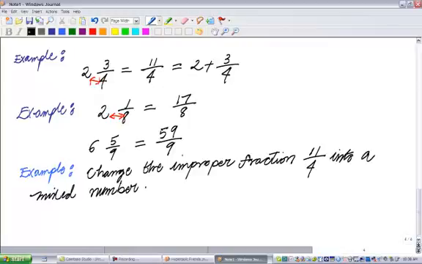Okay? Remember, what is an improper fraction? What's the meaning of improper fraction? What is the meaning of proper fraction and improper fraction? What's the difference? Proper fraction, improper fraction.